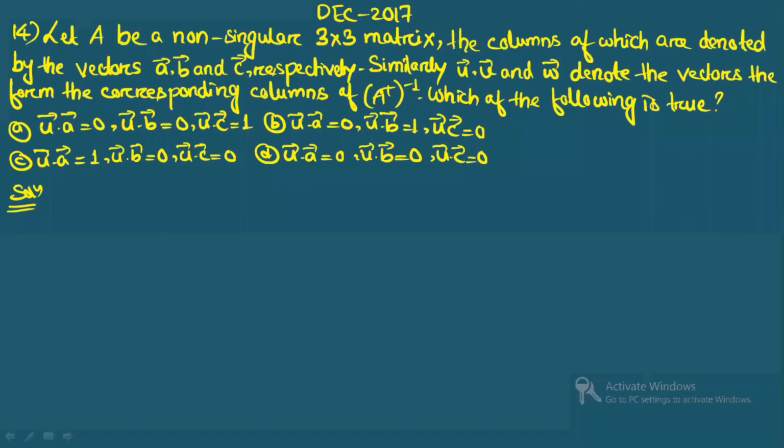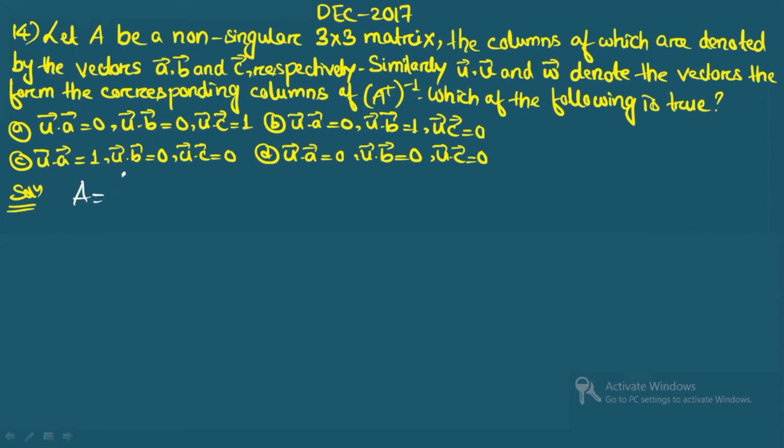Now you see question number 14. Here it is said A is a non-singular matrix, meaning its determinant is non-zero. It is a 3 cross 3 matrix. The columns of which are denoted by the vectors A, B, and C. Similarly, U, V, and W denote the vectors corresponding to the columns of A transpose, then its inverse. So A transpose inverse columns are denoted by U, V, and W. And for this 3 cross 3 matrix A, which is non-singular, its columns are denoted by A, B, and C.